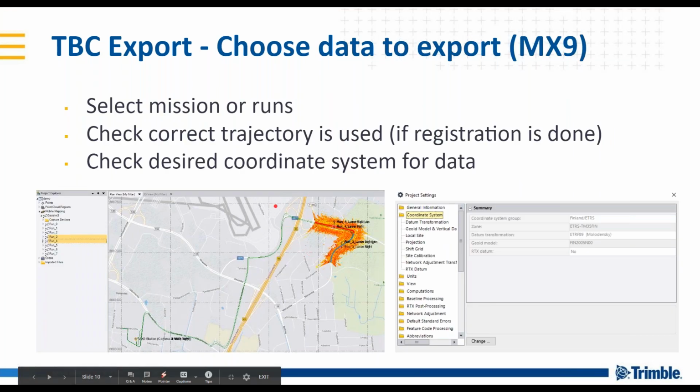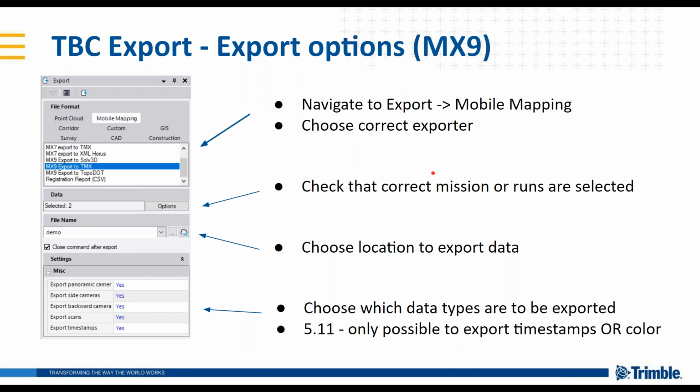In MX9 data, you will have the option to export either the entire mission or individual runs in that mission. Another difference is that you might be able to register, improving the accuracy of the runs, so you could control if you exported or not this trajectory information. And another important remark here is the ability to change the coordinate system, meaning that the conversion of the input data could be applied.